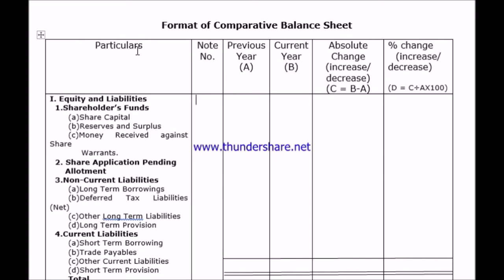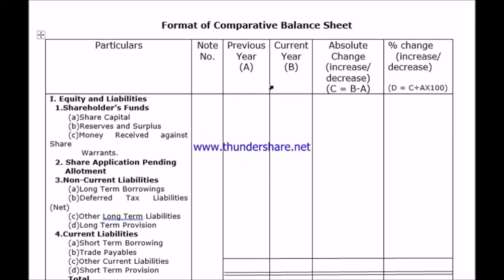Good morning to all of you. In the previous class, we read about the format of the comparative balance sheet. In that, we saw that the format is divided into 6 columns. The first 4 columns are similar to what we learned in the first chapter, that is, the financial statement of a company.